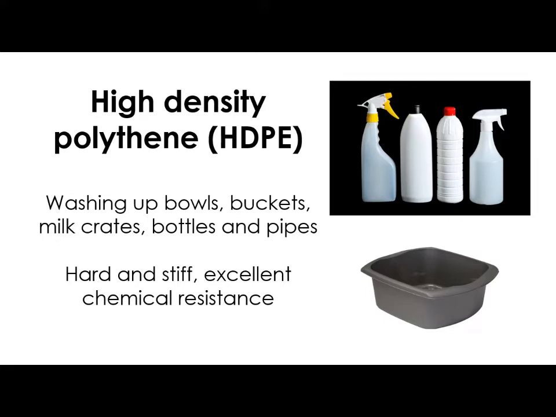And another really good example of a product made using this material is things like pipes that might need to transport water or chemicals, and also laundry or washing up bowls, which may come into contact with detergents, bleaches, all those different types of things. So high density polyethylene: washing up bowls, bleach containers, shampoo bottles, all of that sort of stuff is high density polyethylene.